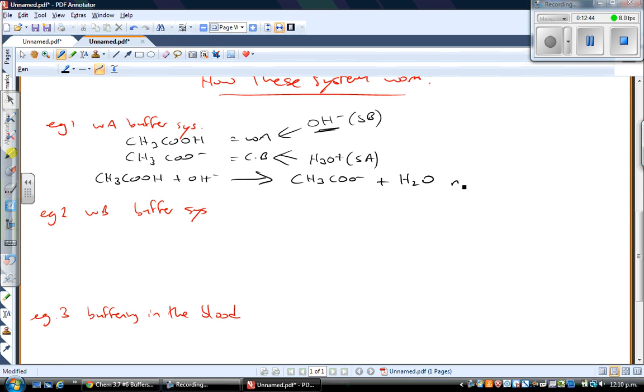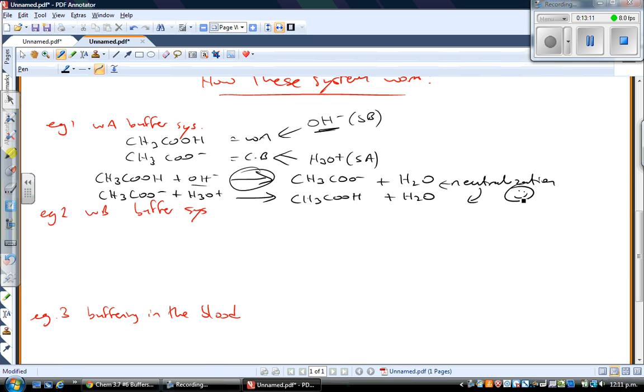So this is a neutralization. So no effect on the pH. You'll also get a complete arrow because we're dealing with a strong base. And then the opposite scenario, or the other half of the system, the ethanoate, can deal with the addition of small amounts of a strong acid, and it will form ethanoic acid plus water again, so that's neutralization. So everybody's happy, the system maintains its pH.